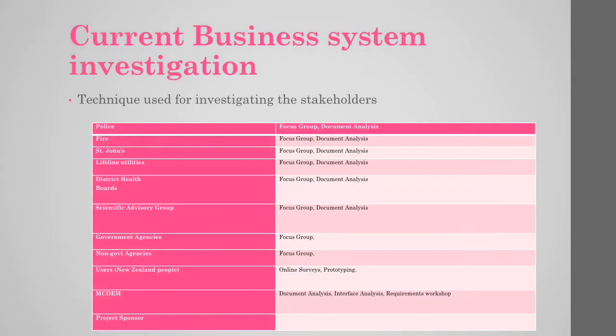Business system investigation is done on the basis of some techniques for investigating the stakeholders. It ensures a good track of everything so that it's recorded in the relevant requirements, and a business requirement document is made.